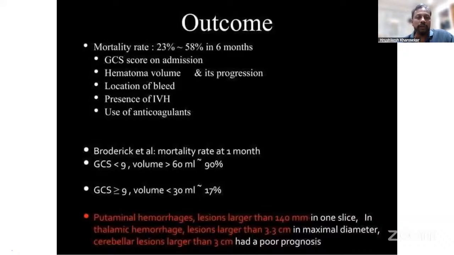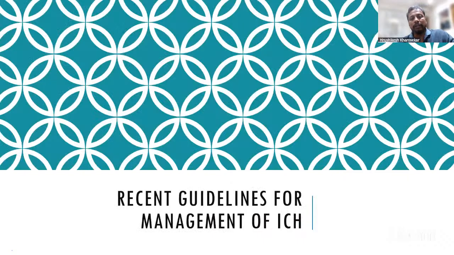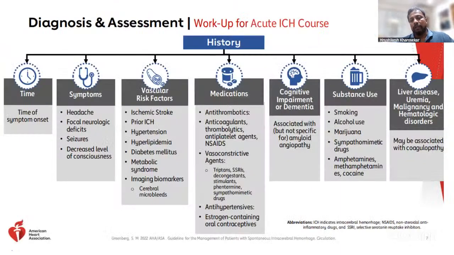use of anticoagulant. So coming to the recent guidelines for managing ICH by the American Stroke Society, which were published in 2022. They have given a chart. So in history, we have to see the onset of symptoms, what the symptoms are, what the vascular risk factors are, and whether the patient was on any medications.